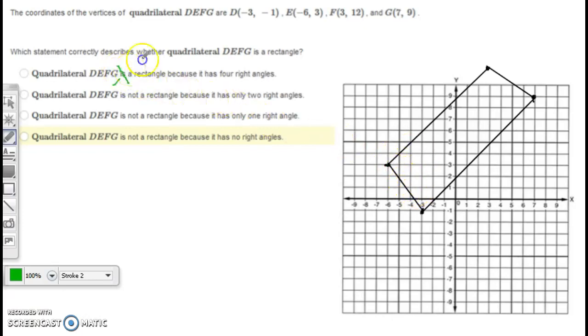So I'm going to go ahead and cross out the ones that say is a rectangle. And then my other options are it has only 2 right angles, only 1 right angle, or no right angles. So in order to figure out if they're right angles, we need to check to see if they're perpendicular. So I'm going to find the slope of each. And since I already graphed it, I'm going to do rise over run. So for this one, I rise up 4 and backwards 3. So for the green line, my slope is 4 over negative 3. It doesn't matter where the negative goes though.